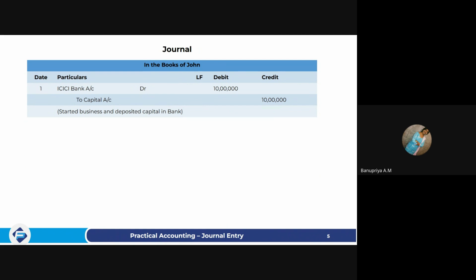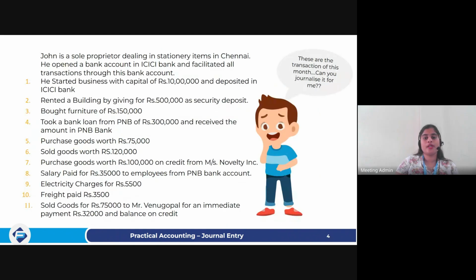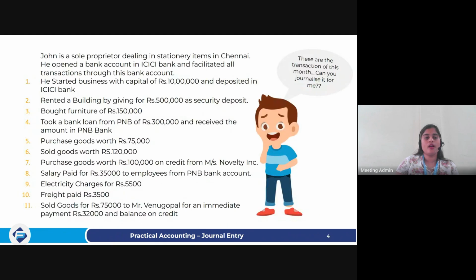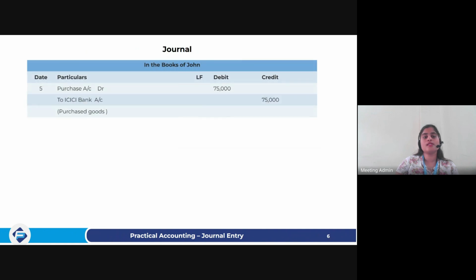Okay, fine. So took a loan from the PNB bank and received the amount. The journal entry will be PNB bank account debit to PNB bank loan account. The amount will be 3 lakh and 3 lakh. Took a bank loan, so the transaction will be PNB bank account debited to PNB bank loan account. The next will be purchase goods worth rupees 75,000. Since it's an expense, purchase account will be debited and ICICI bank account will be credited.